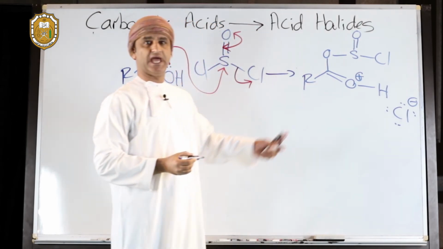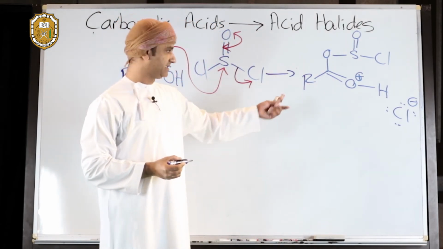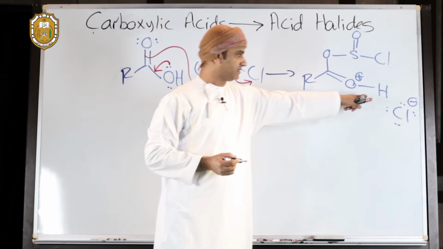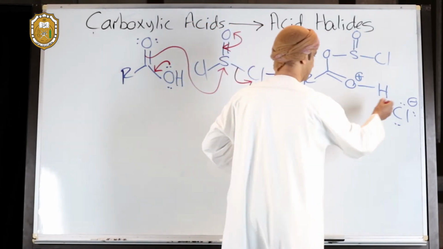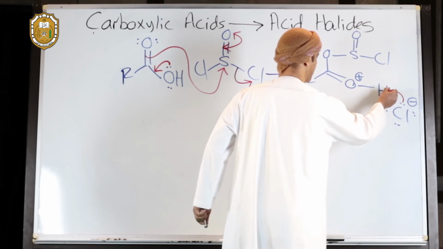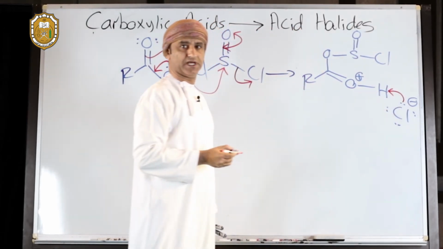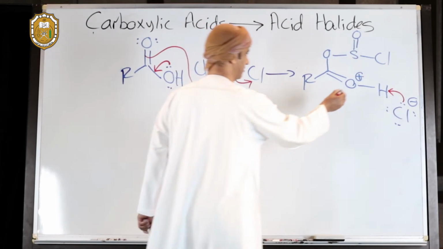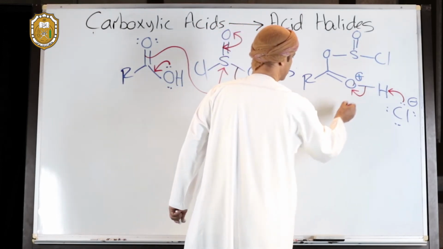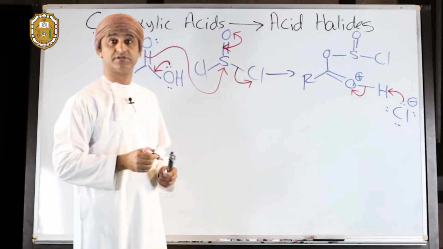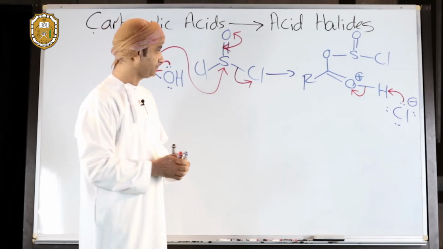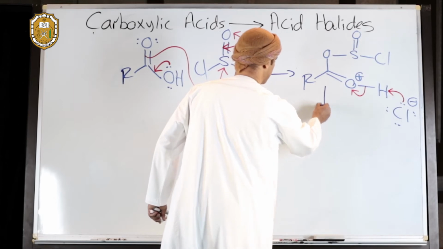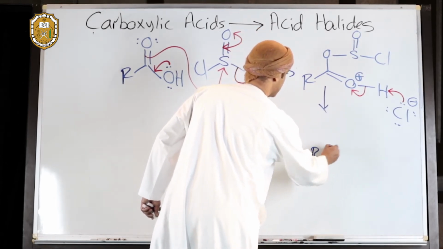which can behave as a base in this step to take off that proton. So we can show this with a curved arrow. We take an arrow from the chloride ion to that proton, and the hydrogen-oxygen bond then is broken, giving electrons or releasing electrons to the positively charged oxygen. So this is now the intermediate we get.